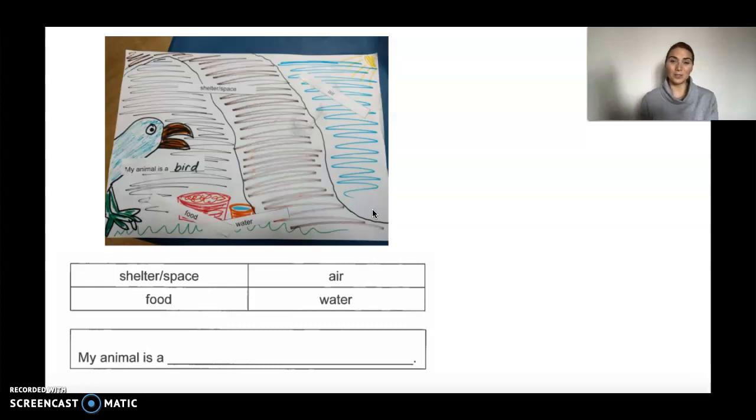What animal will you choose? How will you draw their 5 basic needs?